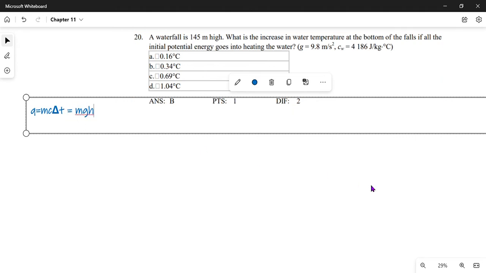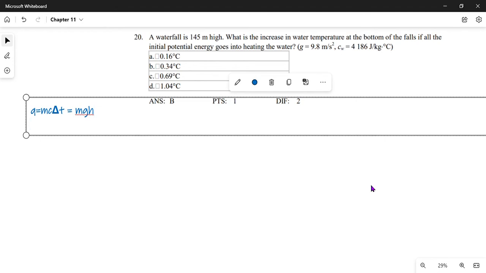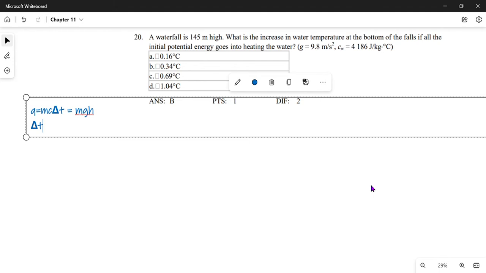M and M cancel. So we have that delta T equals GH over C, which is the specific heat, equals G is 9.8 times the height, which is 145, over the specific heat, which is 4186. So the answer will be 0.34 degrees Celsius. So the answer is B.